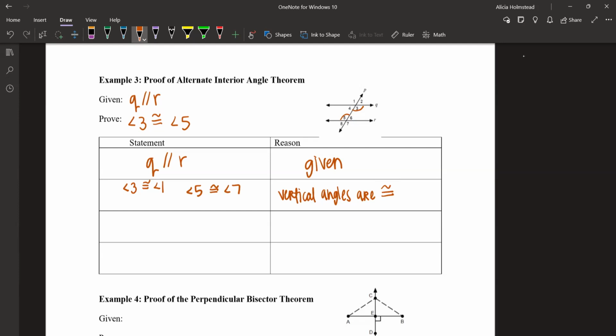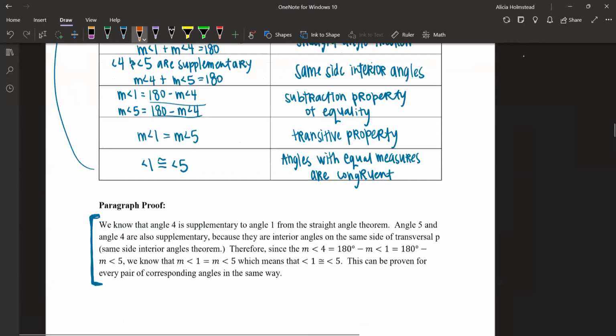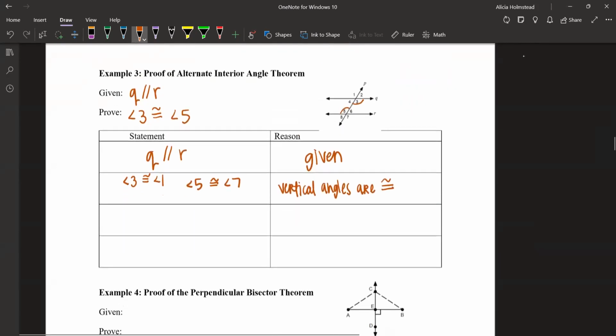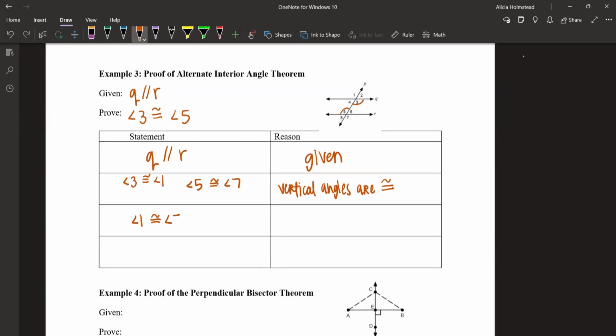We also know, because we just proved, I guess we didn't prove this. Did we? That was the same side. Yeah, we didn't prove this, but we're going to use it anyway. We know that angle 1 is congruent to angle 7 because angle 1 and angle 7 here are alternate exterior angles. So alternate exterior angles are congruent.